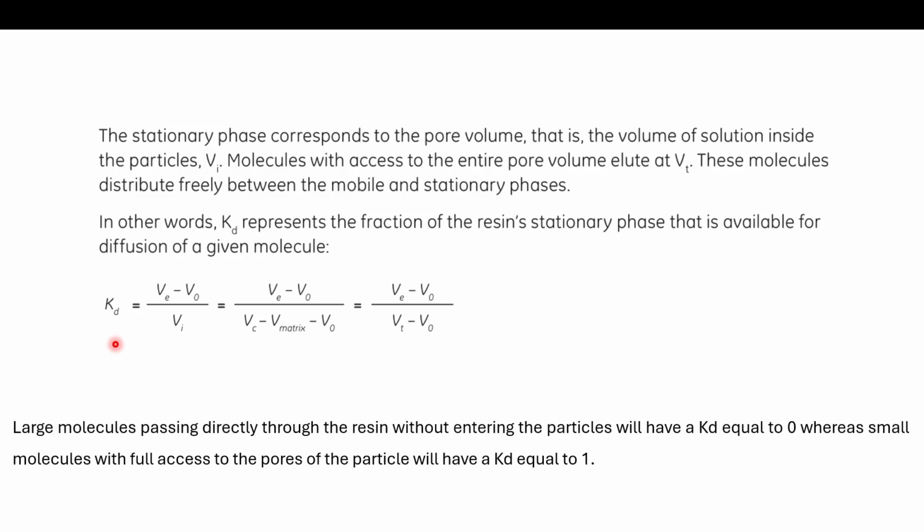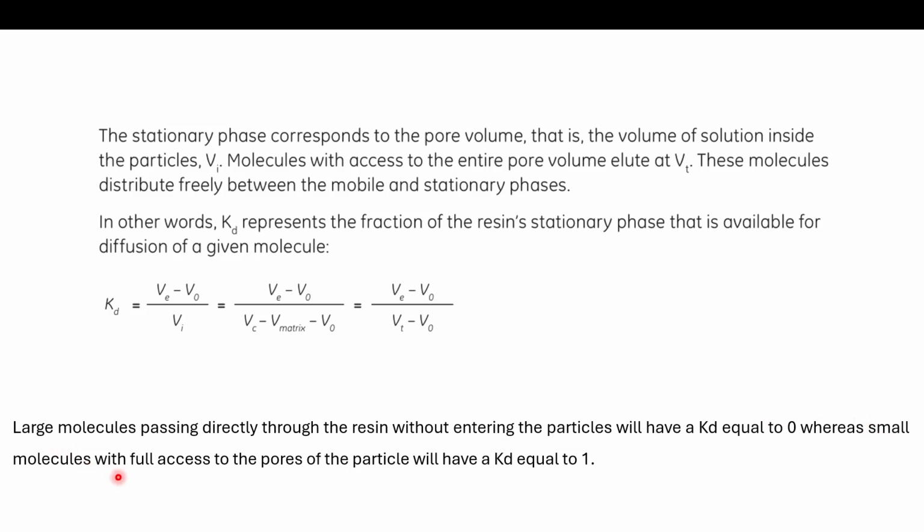Now see, large molecules passing directly through the resin without entering the particles will have a distribution or partition coefficient equal to 0, because nothing has gone inside. It has just come out through the spaces outside the pore. So for larger molecules there was no partition, no distribution of the molecules. So this will have a Kd equal to 0.